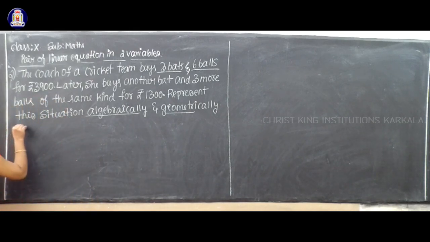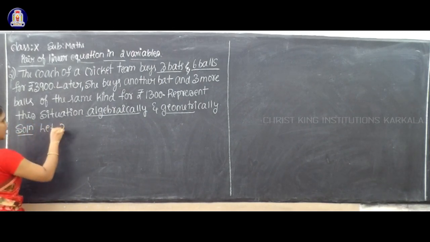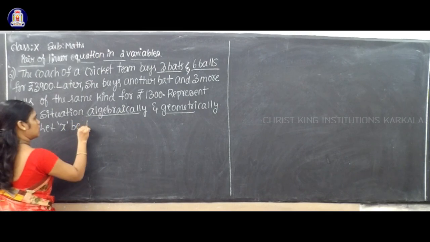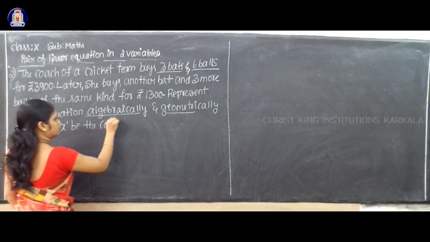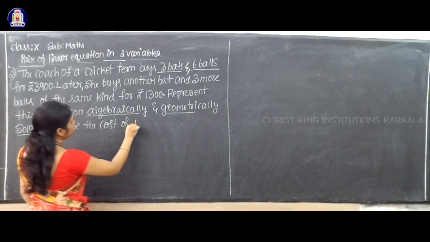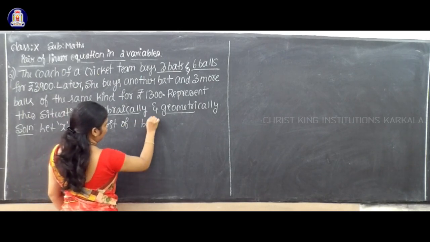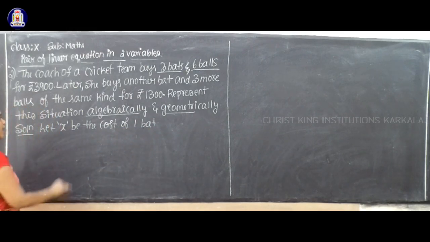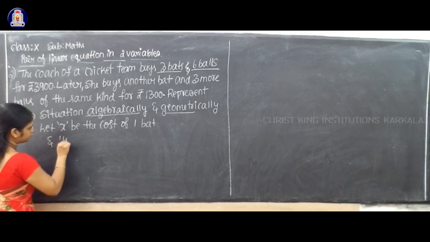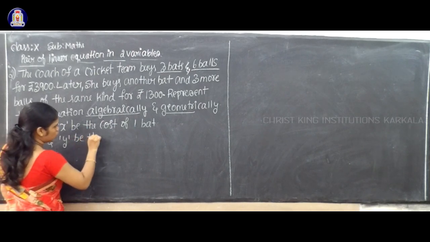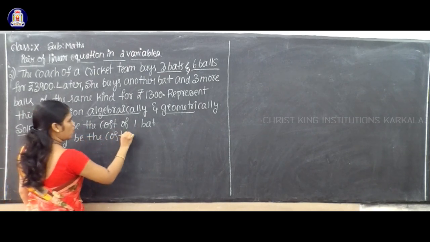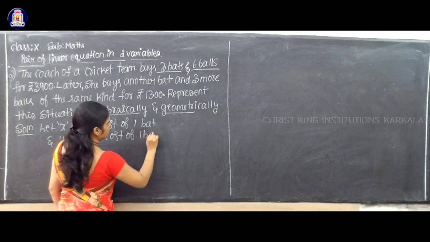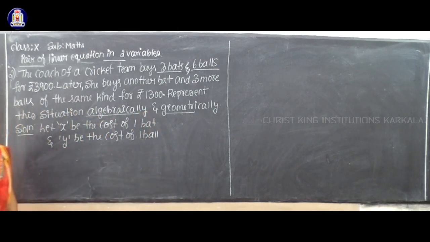So solution. So first I will consider, let X be the cost of 1 bat. Okay, let X be the cost of 1 bat I will consider, and Y be the cost of 1 ball. Okay, Y be the cost of 1 ball. Okay, yes. So we will consider the first situation.